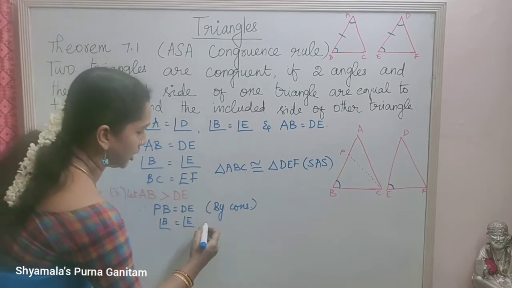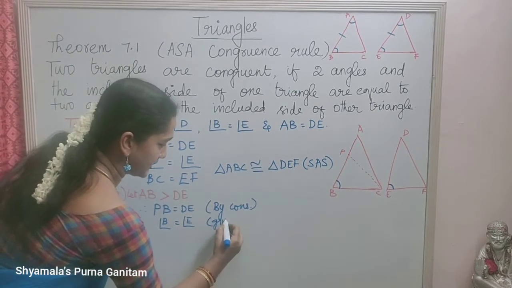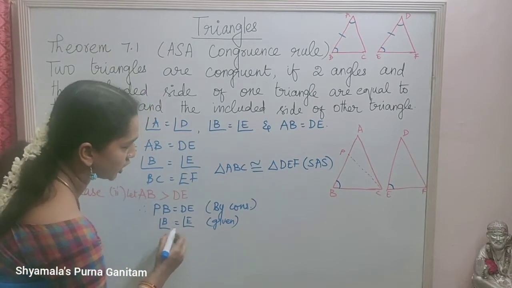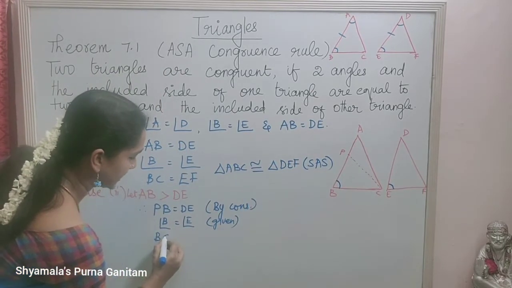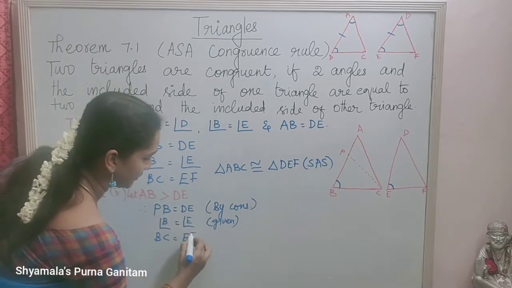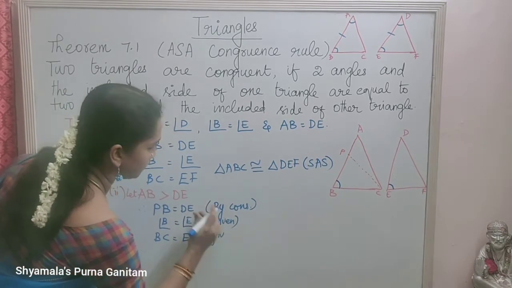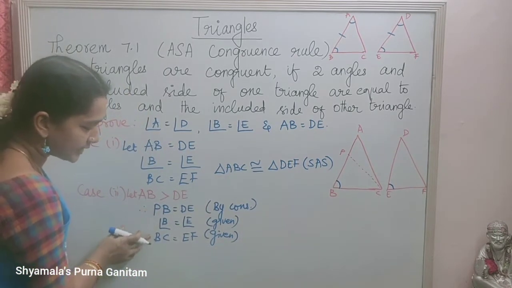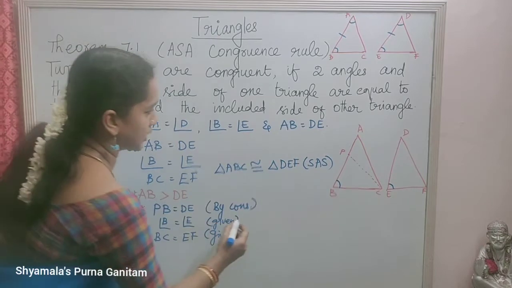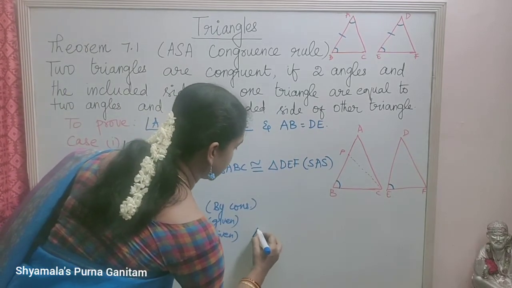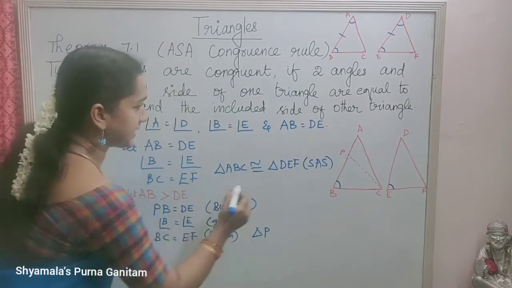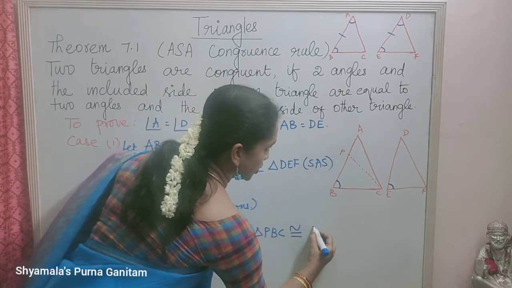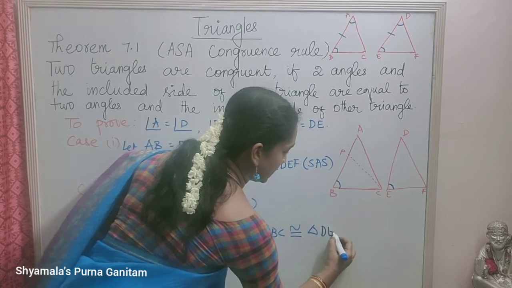Then angle B is equal to angle E, that is given, and line BC is equal to EF. This is also given. So these two sides and this one angle. So by SAS congruence, triangle PBC is congruent to triangle DEF.